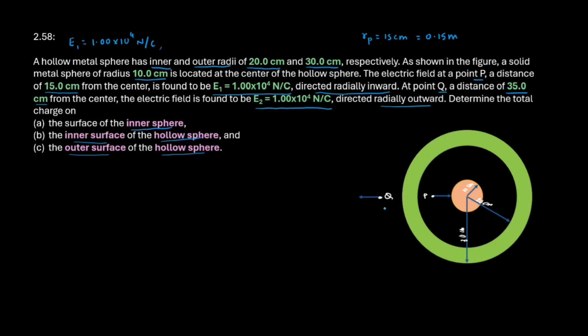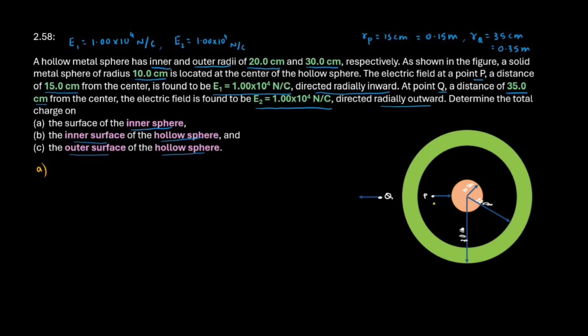Then we have electric field at point Q, which we will write as E2, which is also 1 times 10 to the power 4 Newton per coulomb. And the distance of point Q from the center is 35 centimeter, which is equal to 0.35 meter. So let's discuss part A of the question. In part A, we need to find charge on the inner sphere. So we need to find charge on this solid metal sphere.